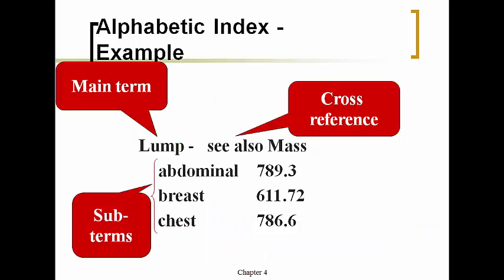In this example, we can see that the subterms that follow the main term of lump would be abdominal, breast, and chest. But look at that cross-reference that says see also mass. In this example, what that means is that although we can find abdominal lump, there may be a best fit code or a better fit code if we look under mass and abdominal.